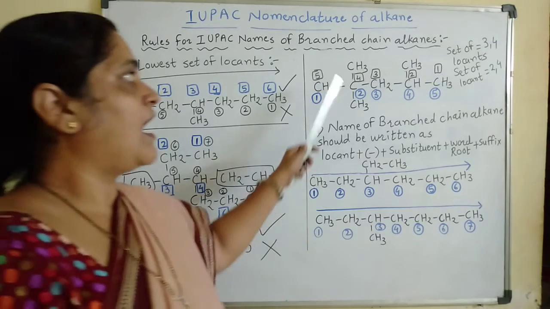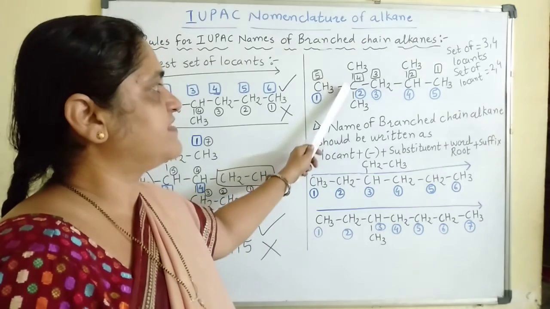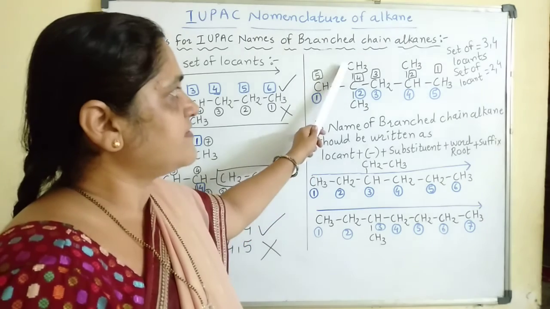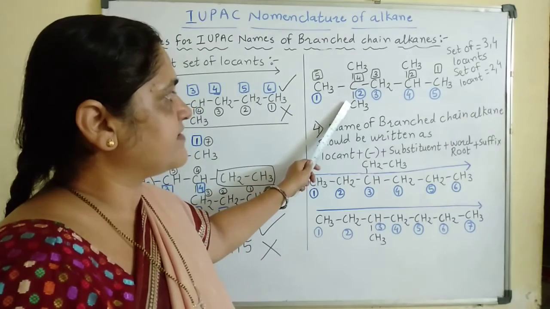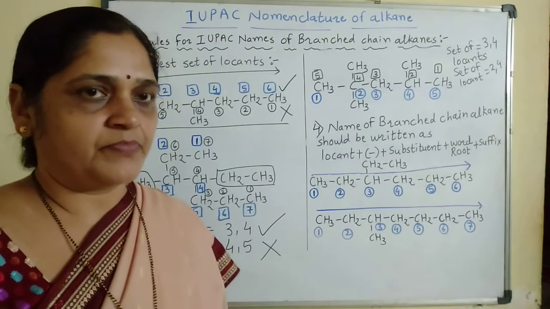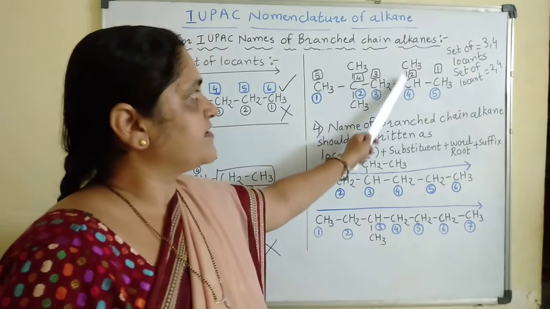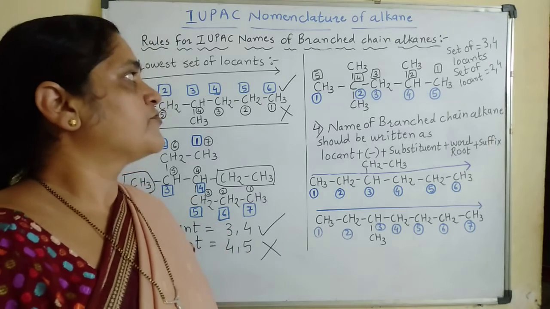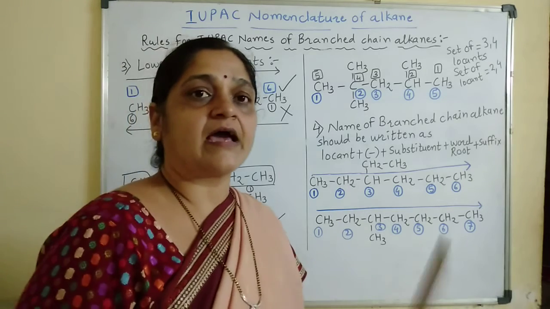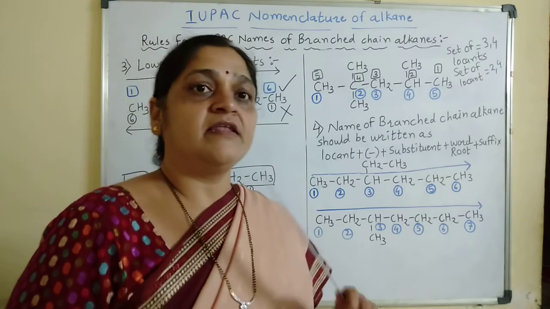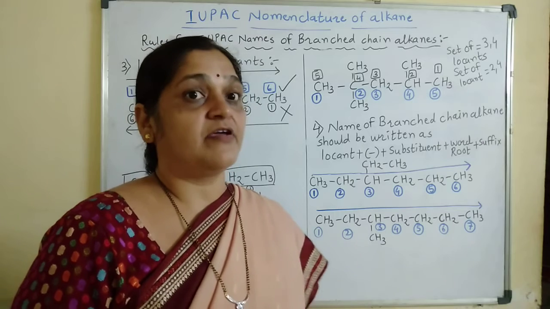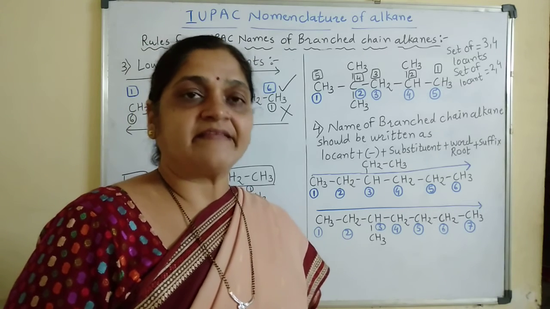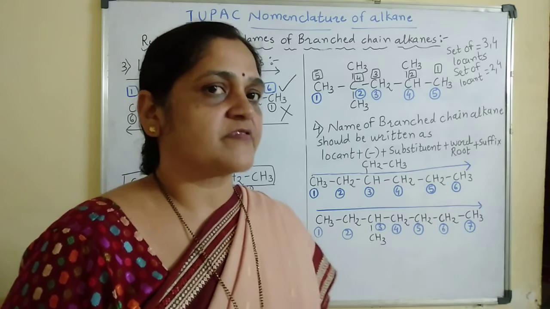See here, the highly substituted carbon means this carbon is carrying 2 branches. Right? So this substituted carbon is carrying 2 branches. It should get lowest possible number. Right? And this substituent is carrying 1 branch. It also get the locant accordingly. So when there is a highly substituted carbon present in the chain, then the numbering should be done from that end where the highly substituted carbon or the carbon carrying 2 branches is getting lowest possible number.